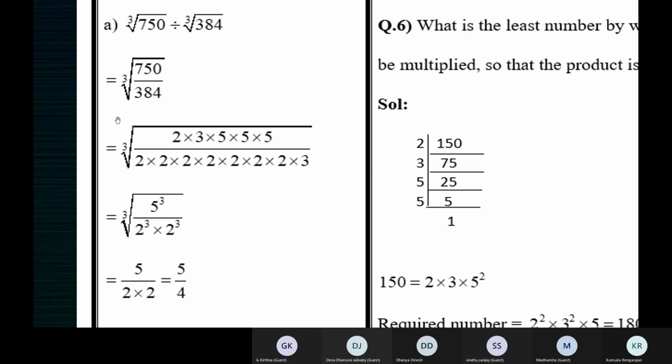Okay. So children, if the question was something like cube root of 64 divided by cube root of 343, we know cube root of 64 is 4, and the cube root of 343 is 7. So 4 by 7 directly.